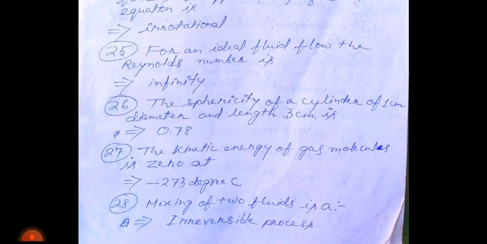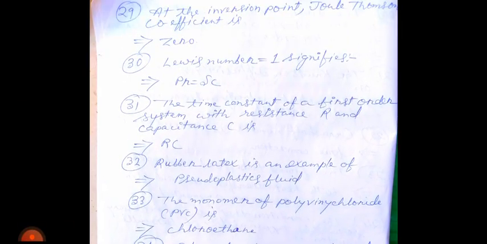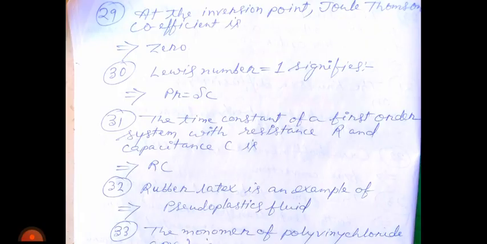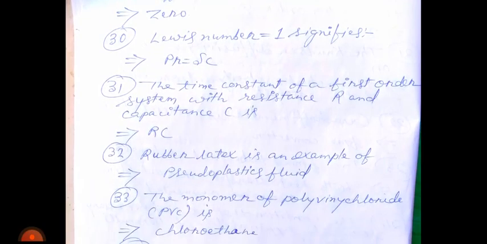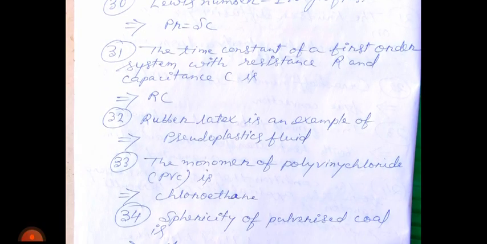The kinetic energy of gas molecules is 0 at minus 273 degrees Celsius. Mixing of two fluids is an irreversible process. Next question. At the inversion point, Joule-Thomson coefficient is 0. Lewis number equal to 1 signifies Pr equal to Sc. The time constant of a first order system with resistance R and capacitance C is RC.